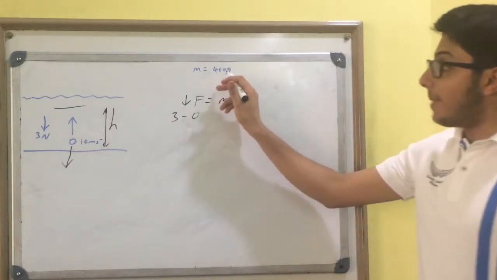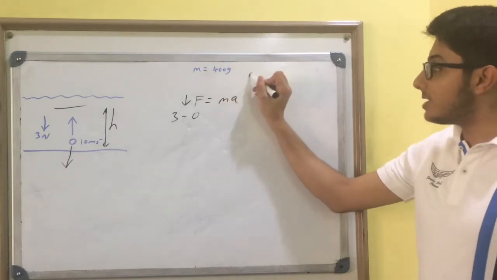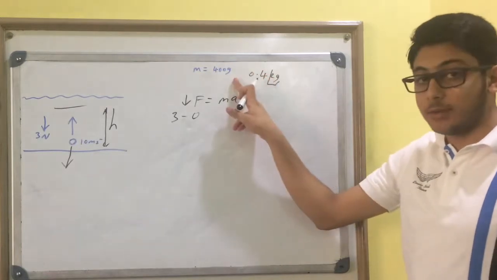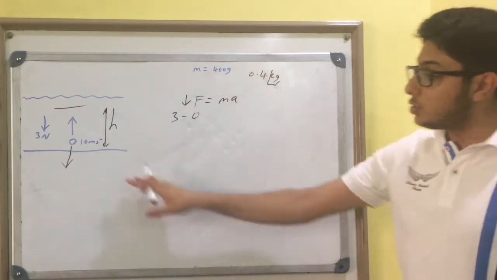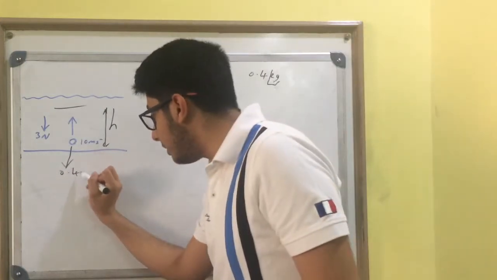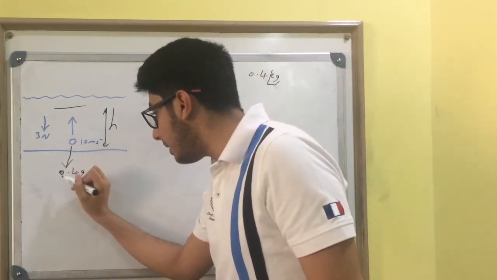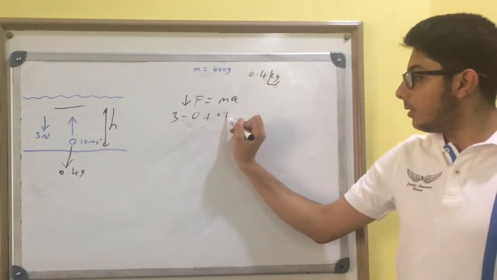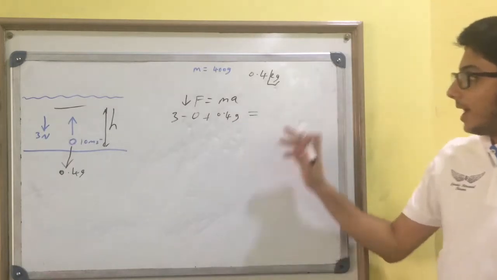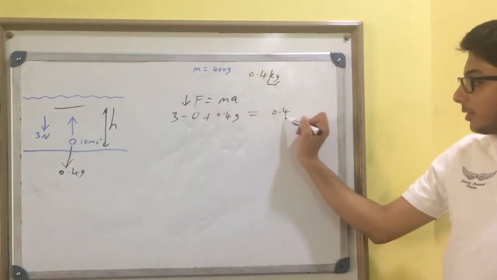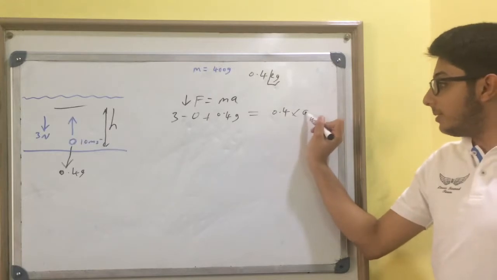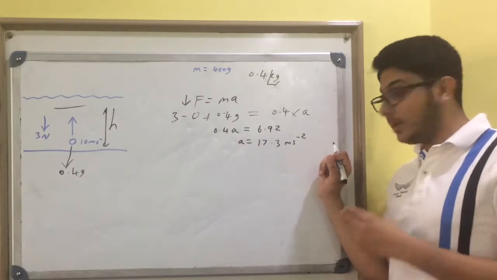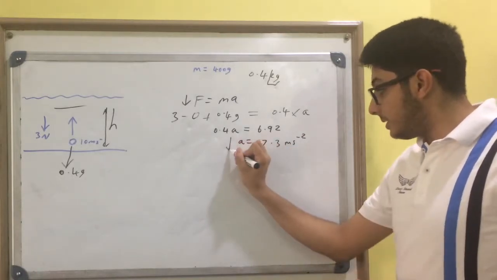The mass is 400 grams, but we want the mass to be 0.4 kilograms. We want it in kilograms, not in grams, otherwise the equation is not going to work. So the force going down is 0.4 g. 0.4 multiplied by 9.8, to two significant figures, is equal to the mass of the stone, which is 0.4 kilograms, multiplied by the acceleration. You rearrange it, you get a is equal to 17.3 meters per second squared in the downward direction.